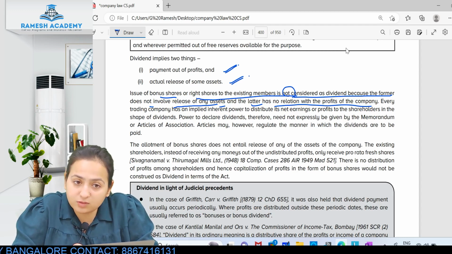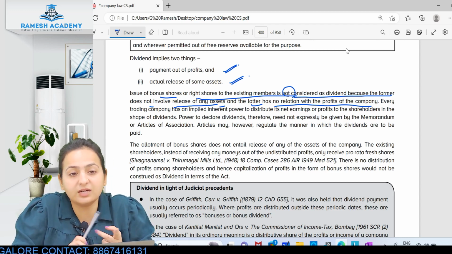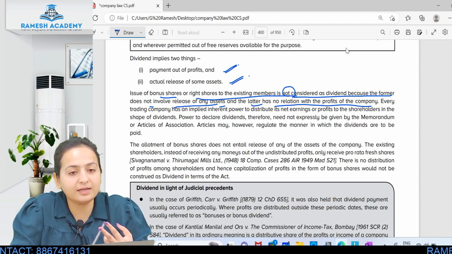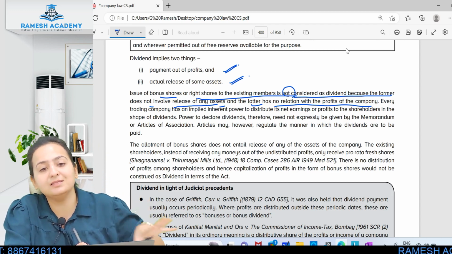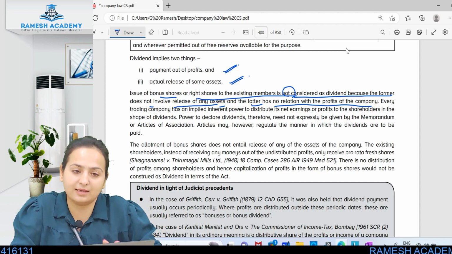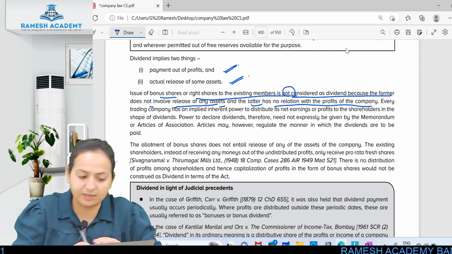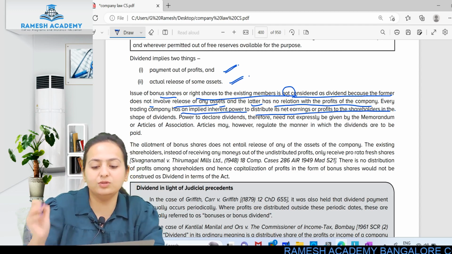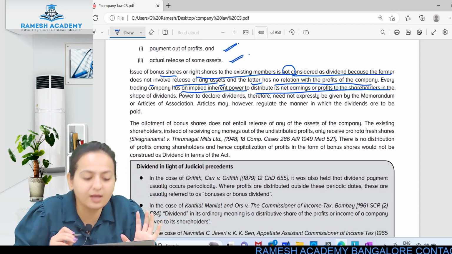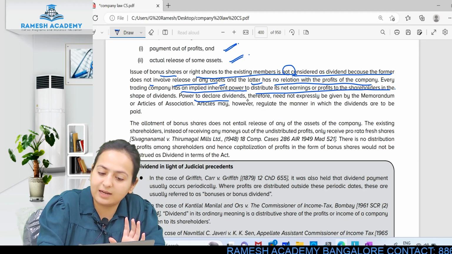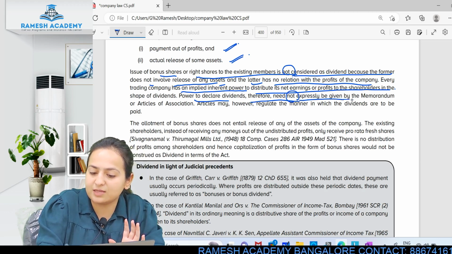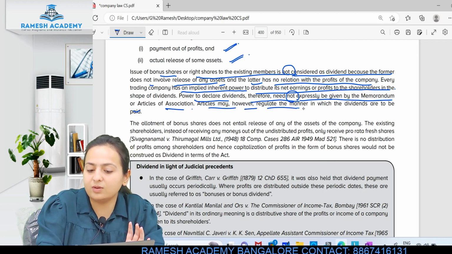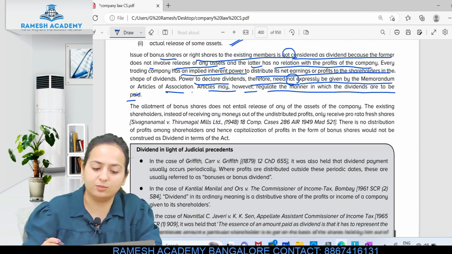In both of these cases, neither of the two conditions is involved: neither the payment of profits nor the release of assets is involved. So these cannot be called a dividend. Every company has an implied inherent power to distribute its earnings or profits to the shareholders. The power to declare dividend therefore need not be expressly given by the MOA or AOA. Articles may however regulate the manner in which dividends are to be paid.